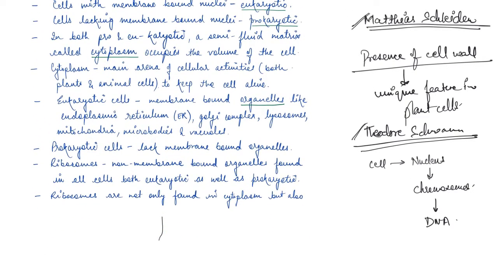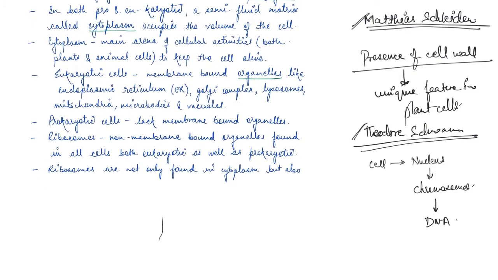And what happens in prokaryotic cells? You have organelles, but basically they are not membrane bound. So basically, prokaryotic cells lack membrane bound organelles, right? One of the organelles is the ribosome. Again, ribosomes are non-membrane bound organelles which are found in all cells, in prokaryotic as well as eukaryotic.